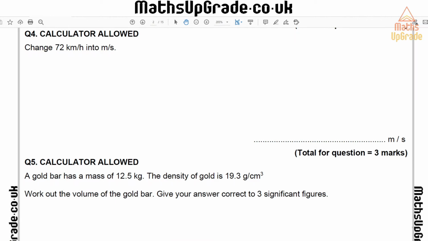Question 4. I need to convert 72 kilometers per hour into meters per second. So I'm converting between these two compound units. To convert between these two compound units, I'm going to do it in stages. First of all I'm going to turn kilometers per hour into meters per hour, then into meters per minute, and then into meters per second.